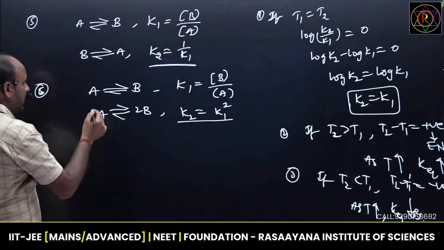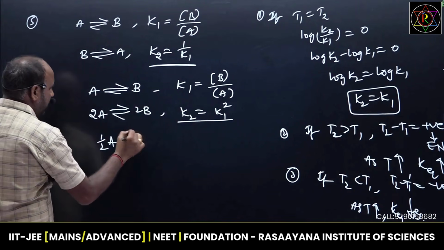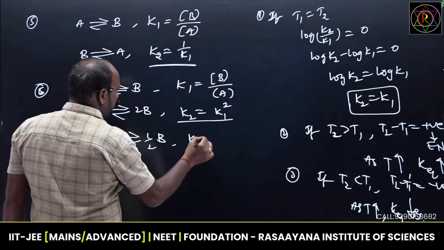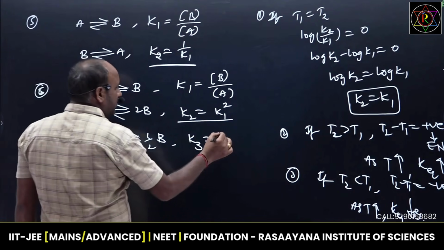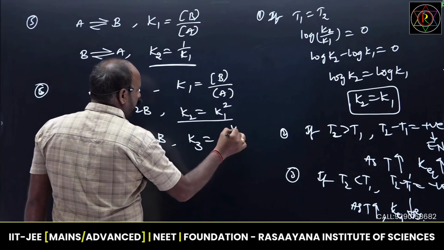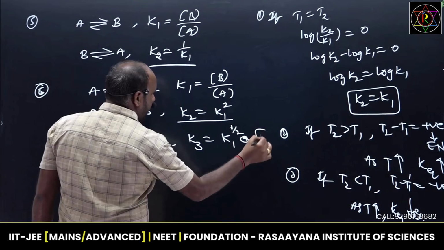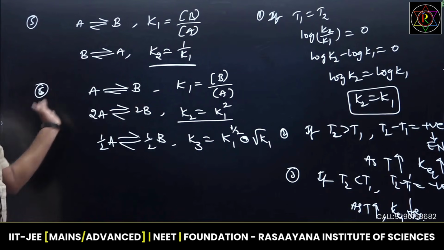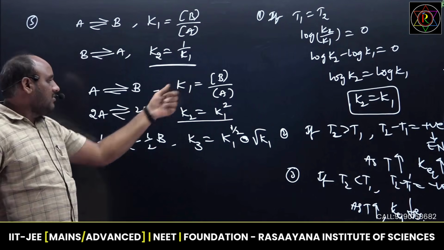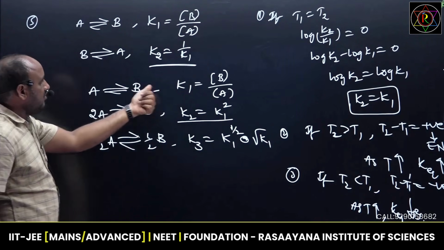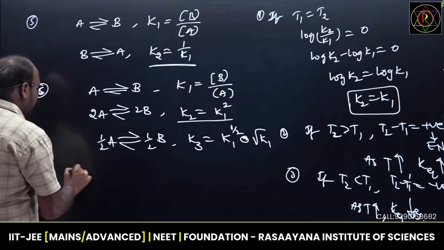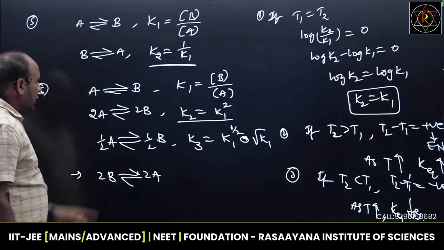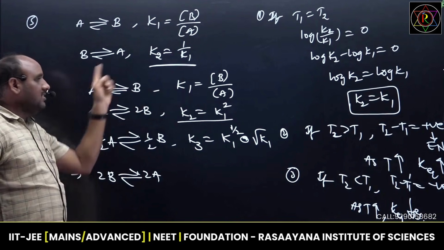Or else, if we halve the reactants, that is 1 by 2 of A is in equilibrium with 1 by 2 of B, then K3 equals K1 power 1 by 2, or else we take the square root of K1. So these are the simple applications, right? If we need to reverse, we just take 1 by. For the reaction A gives rise to B, K1 is there. Now I need to consider 2B in equilibrium with 2A. A to B is K1, therefore B to A means 1 by K1.